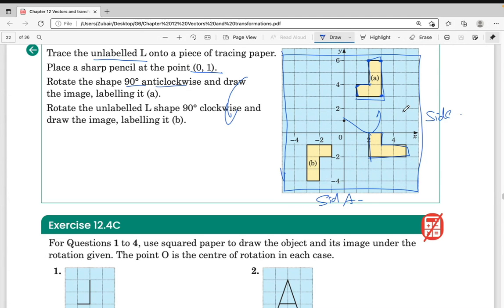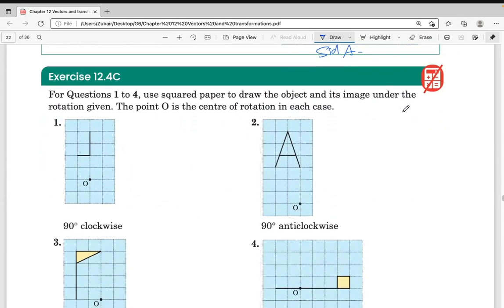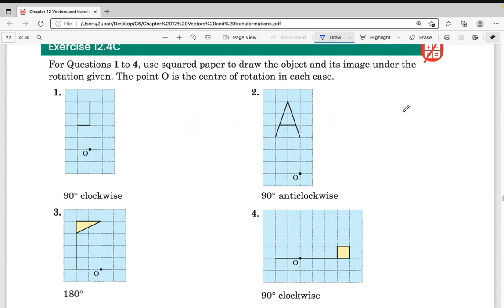Clear? Yes, sir. For now, there are some limitations for me to use the gadgets. Sometime I'll just try to make a video of this tracing paper and share it with you. Okay.